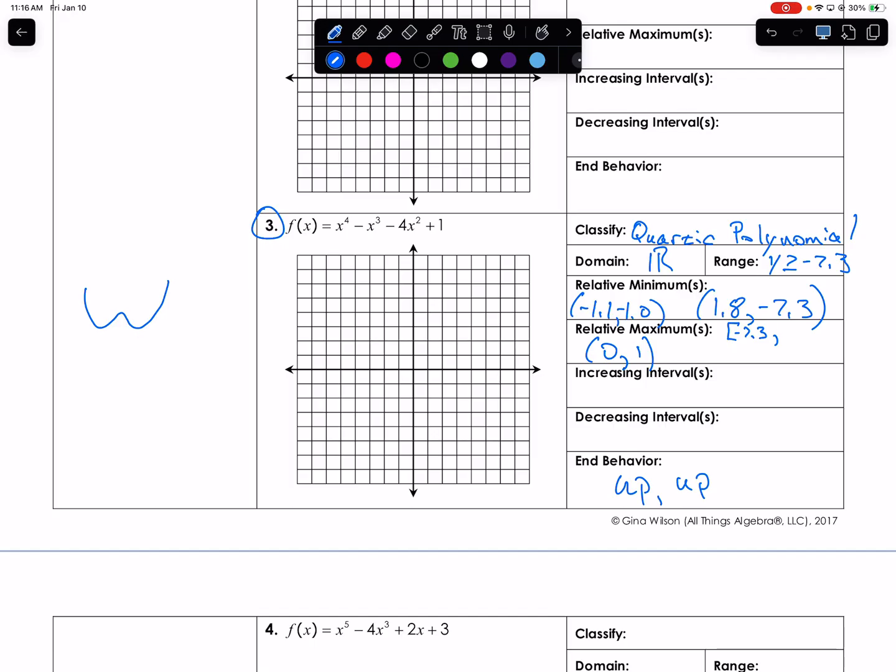Positive infinity, right? Because its graph's going up. Positive quartic, it goes up, up. So positive infinity. If you like writing with the interval notation like that, that's totally fine. I don't care. I think that I wrote that in the wrong spot too.